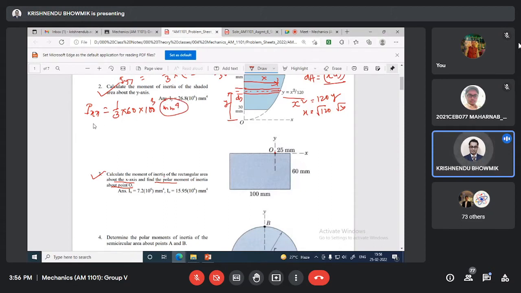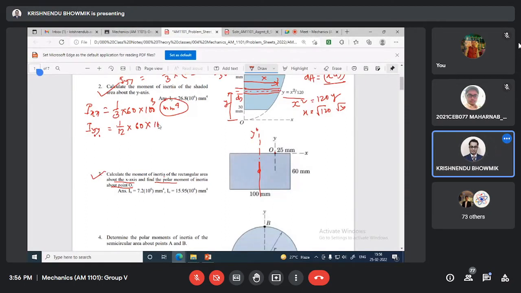Okay. Now, if I consider another axis, y0, passing through the centroid, then Iy0 will be 1 by 12, base is 60, multiplied by height cube.